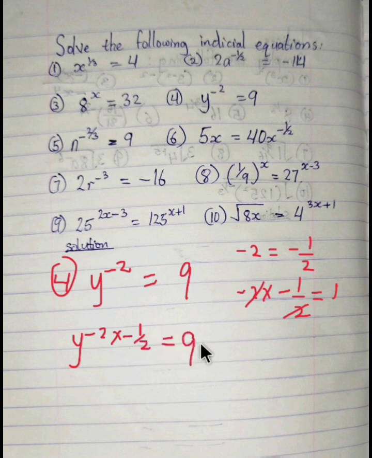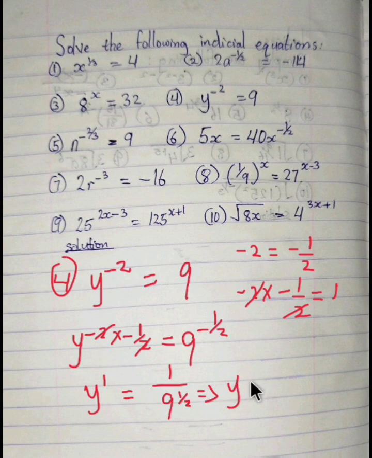Anything you do to one side of the equation, you must do to the other side, so 1 over 2. So these two cancel these two. Minus 1 times minus 1 is 1, so y raised to the power 1 is y. On the other side, we are going to have 9 raised to the power minus 1 over 2. So y equals 1 over the square root of 9, which is 3, right? So y equals 1 over 3.